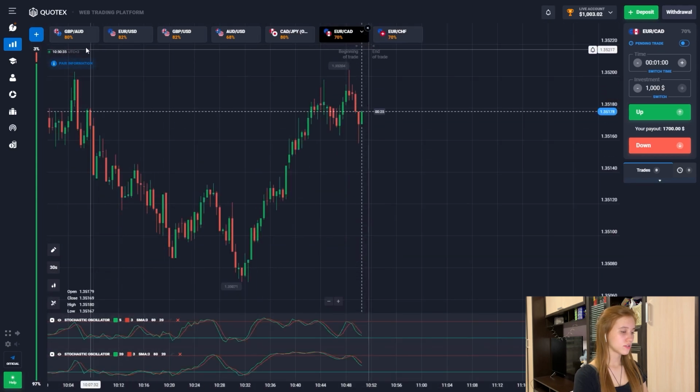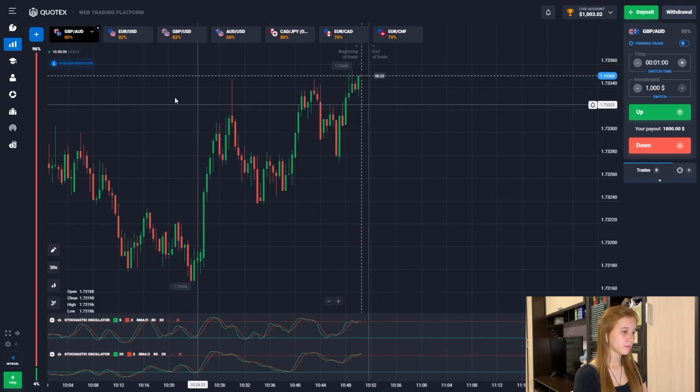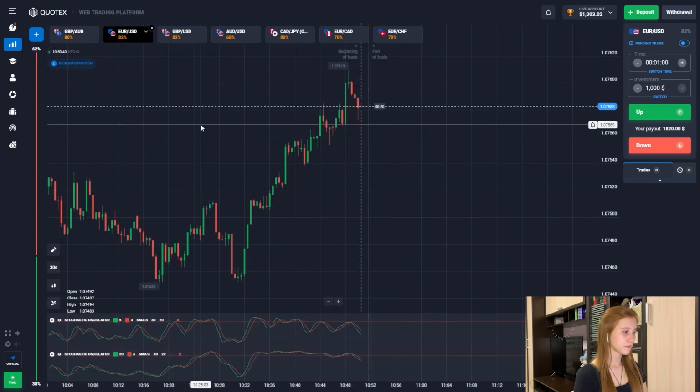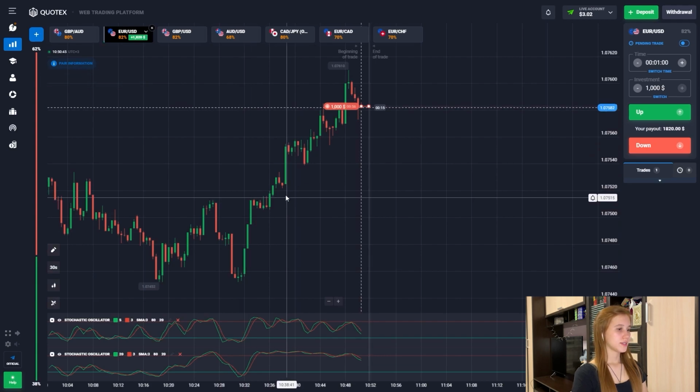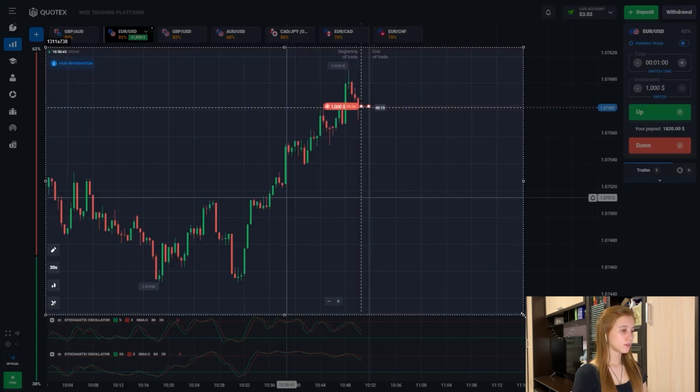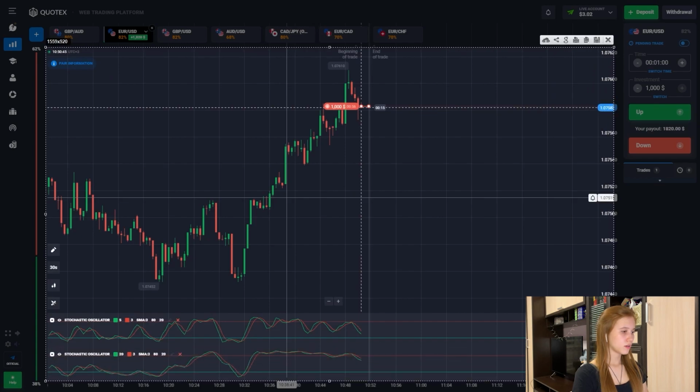Let's change the pair. Let's open a deal for a fall. We see the stochastics gave us a signal to go down. Here we note the zone from which the price pushed up and went down. And we can also see this systematic direction. There are pullbacks in the form of red candles.